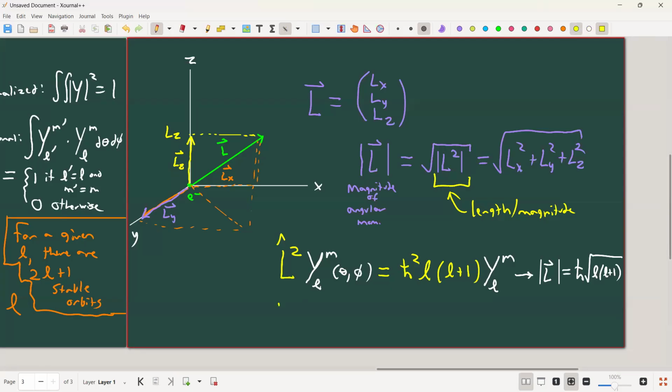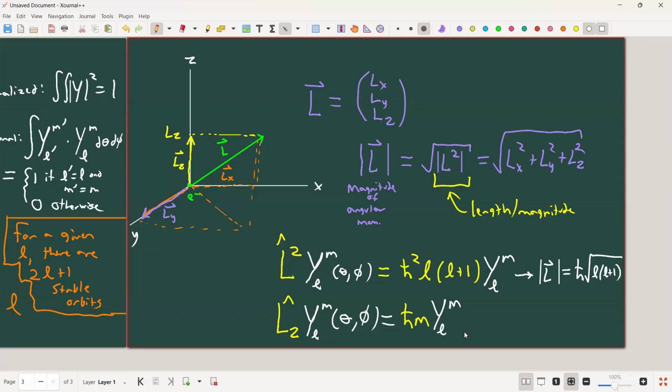And what we can show, and we'll talk about this more carefully next class, is that we can measure LZ, which is the z component of this system, and that's equal to h bar m times Y_LM. So M tells you something about the way in which L is pointing relative to the z-axis, whether it's pointing close to the z-axis or perpendicular. So it tells you something about the orientation of the rotation.